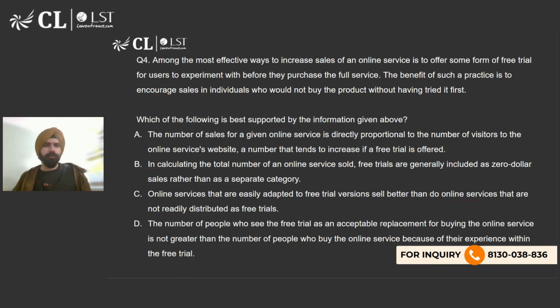And that brings us to the close of today's class. I hope you guys got some gist of how we approach questions on conclusions and inferences. We'll carry on this exercise of practicing more questions in the next session as well.